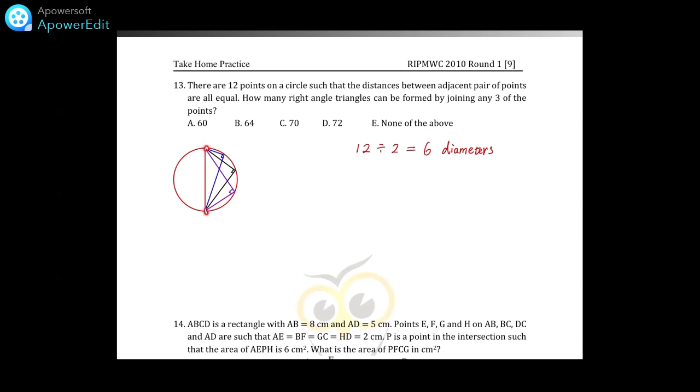So other than these 2 points, there are 10 other points to choose from. Now you connect the diameter to any of the remaining 10 points, we can form a triangle. So this is 6 times 10. After we select the diameter, which is 6 ways, and you choose one of the remaining 10 points, connect them, we get a right angle triangle. So that's 60 right angle triangles. The answer is B.